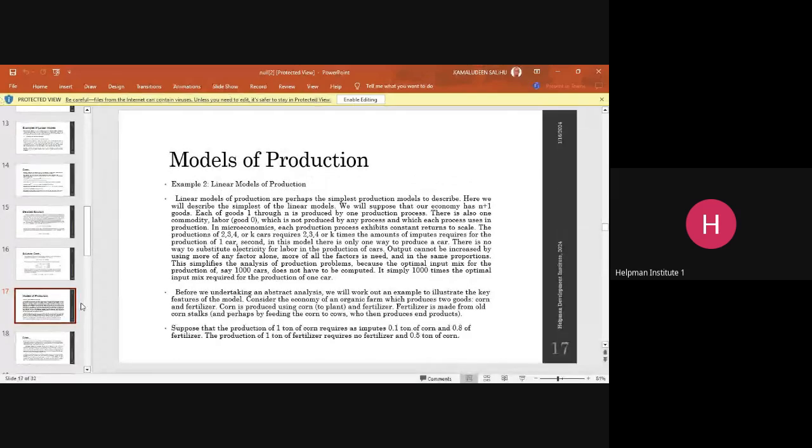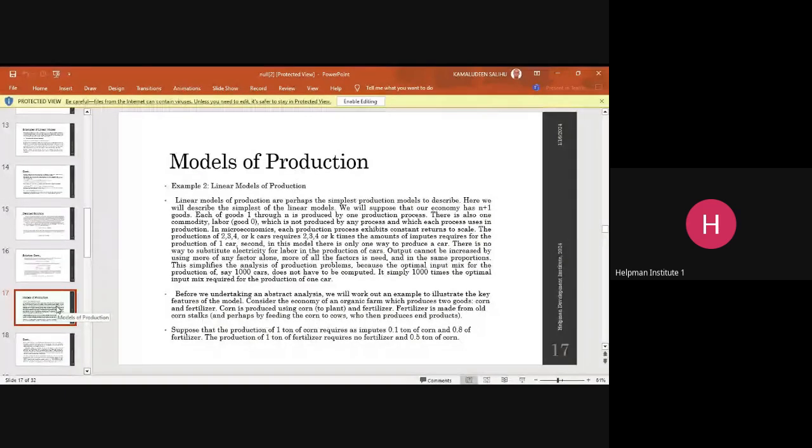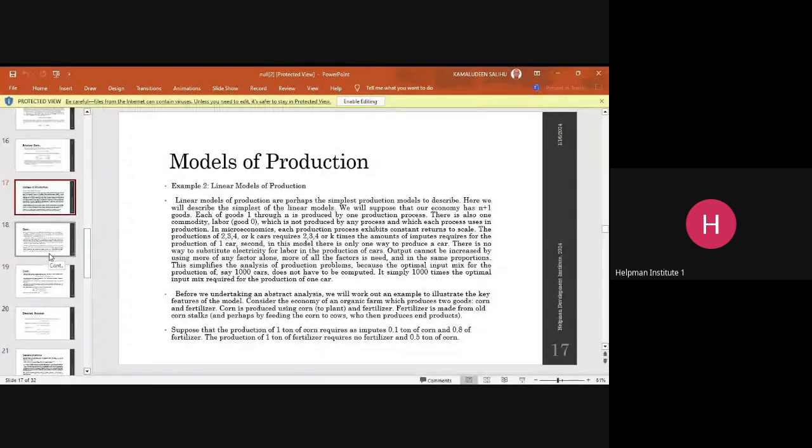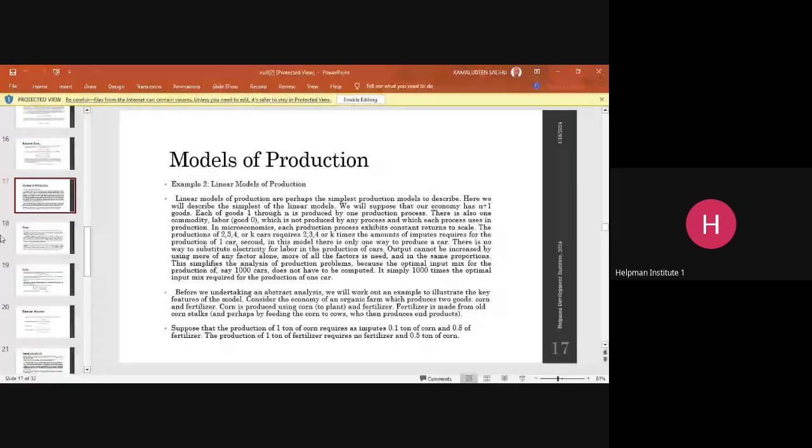Go to the next. So this is a model of production, which is very similar and relevant to the one that we have done. As you can see, the linear models of production are perhaps the simplest production models to describe. Here we will describe the simplest linear model, where we encounter only two unknown variables: the number of goods that we are producing at some time, and the number of goods that we are selling at a particular period of time. This is the simplest production model, because it describes only the number of goods being produced and the outcomes of the product generated by a particular company. Let's proceed. We see an example.